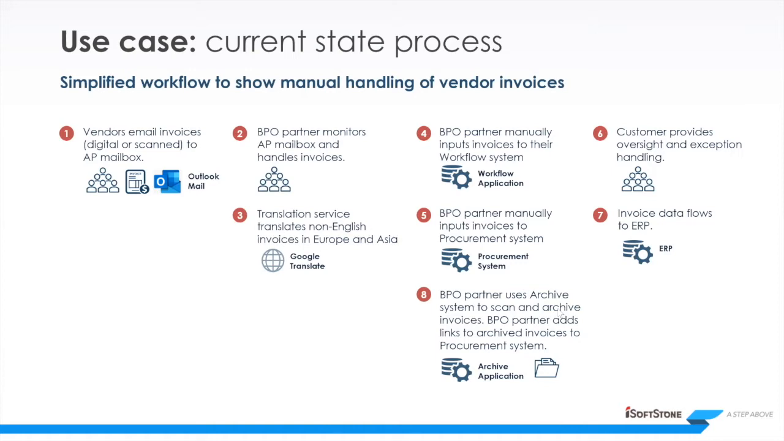Number two, the BPO partner monitors that mailbox and handles the invoices. That means opening the emails, extracting the attached document, downloading and saving it. And then number three is, to the extent it's a foreign, i.e. non-English, invoice, that has to be translated. And typically we see this is not an automated process. We see copy and paste of invoice fields into Google Translate and copy and pasting that into an Excel worksheet with the translation.